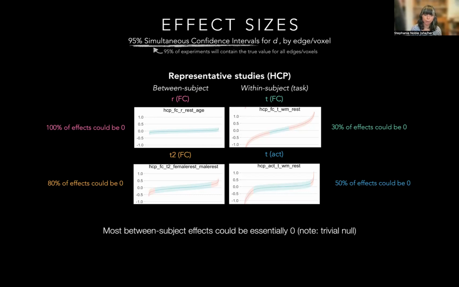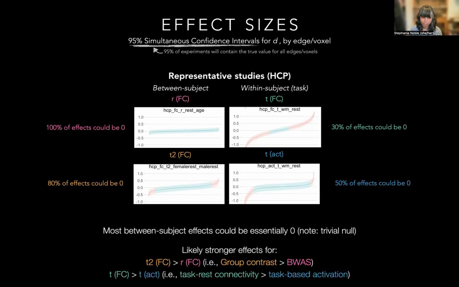So overall, I want to point out that for the between subject case, most effects could essentially be 0. Of course, as many people have talked about in biomedical research, we probably wouldn't expect anything in the population to actually be zero, but it could be trivially small. And then we would likely expect stronger effects for the two sample compared to the correlation context, and for group contrasts, that's actually the same thing. And then for functional connectivity compared to activation.